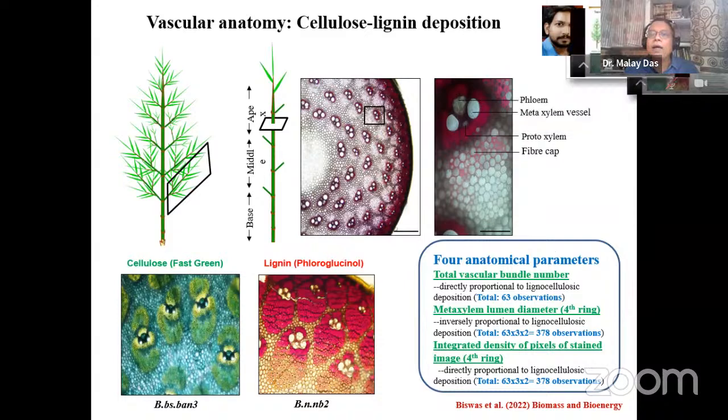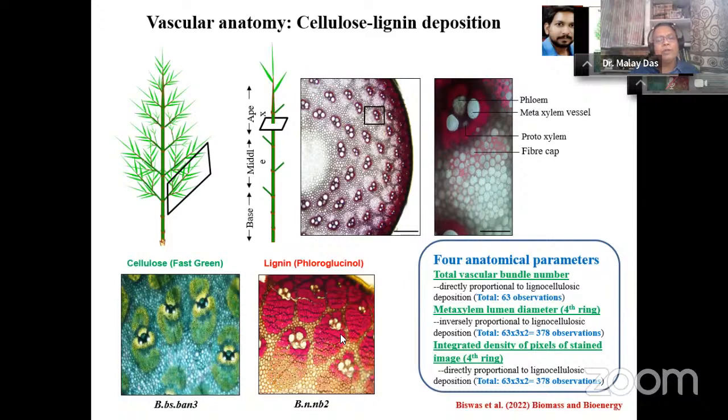Now, if you look at the anatomy of this section, you will see that there is phloem, and then there is metaxylem, and then there is protoxylem, and then there is a phloem, the fiber cap, and then the LCB materials are deposited around it, right? So that is why metaxylem lumen diameter is very important, because the higher the deposition, the lower the metaxylem lumen diameter would be. Or in other words, the relationship between the amount of LCB deposition and the metaxylem lumen diameter would be inversely proportional.